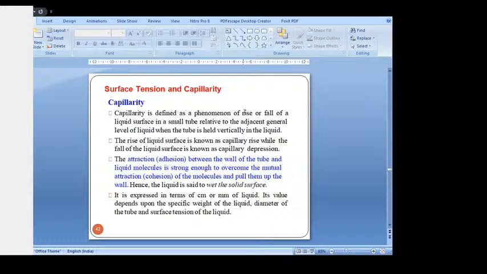As you can see over here, there is a diagram. You can see that there is a liquid filled inside the jar. A small tube has been taken. Now the small tube is dipped in this liquid. You can see that the water is rising above the adjacent level. So this rise is nothing but your capillary rise.